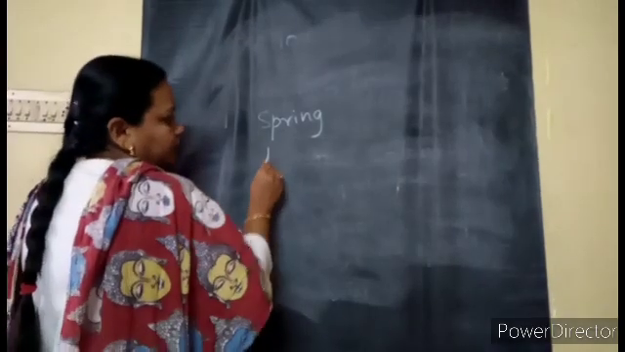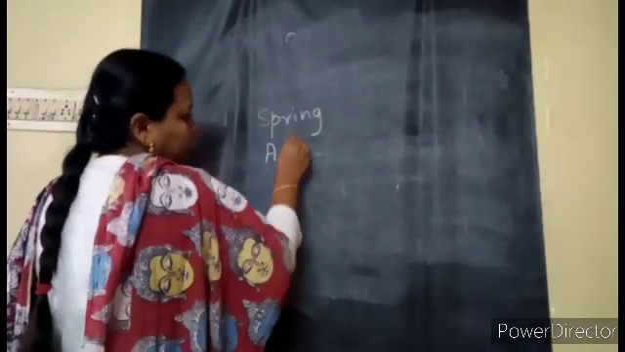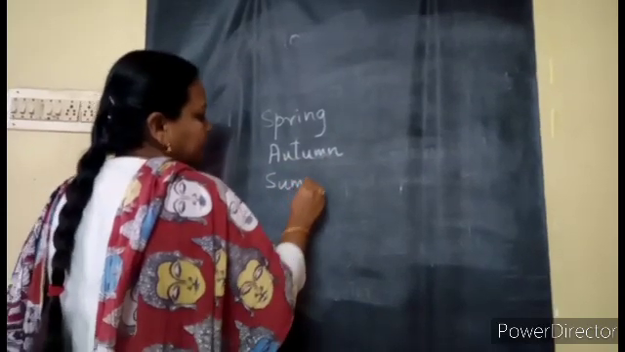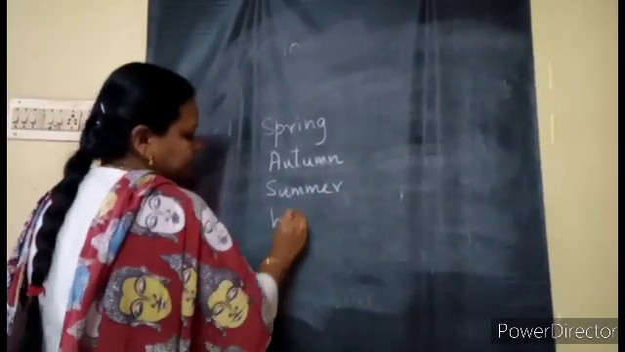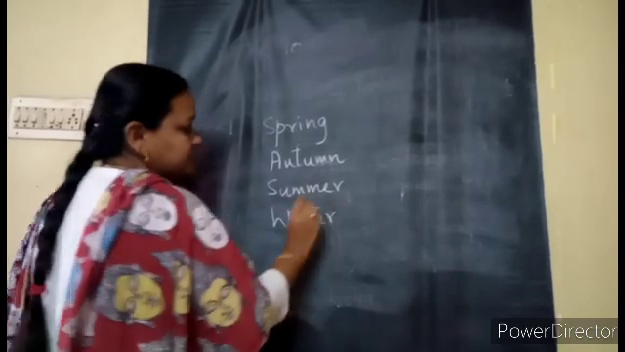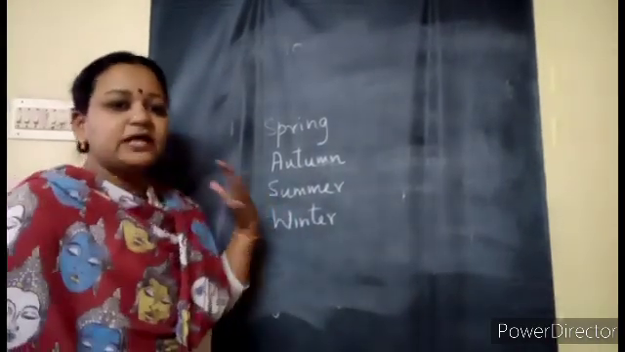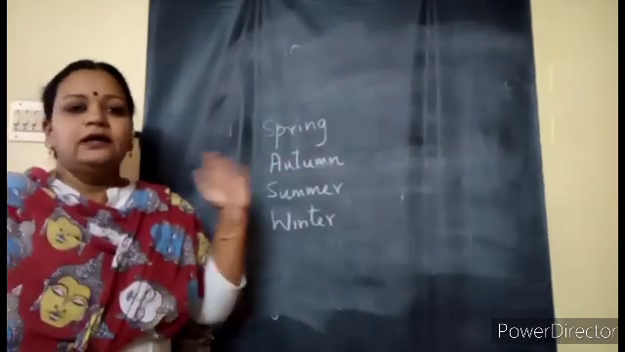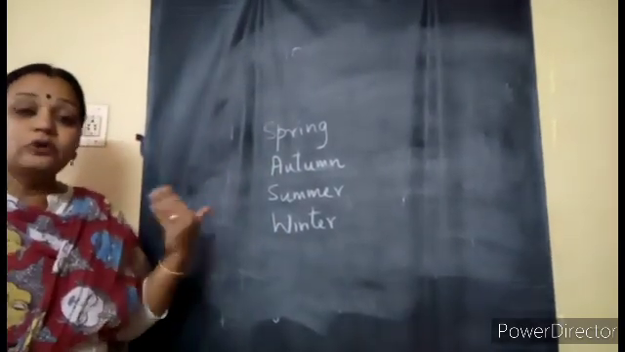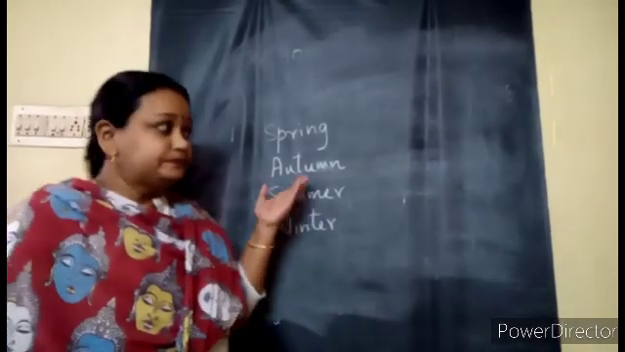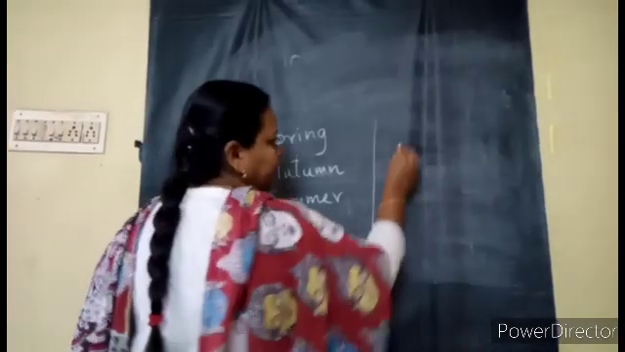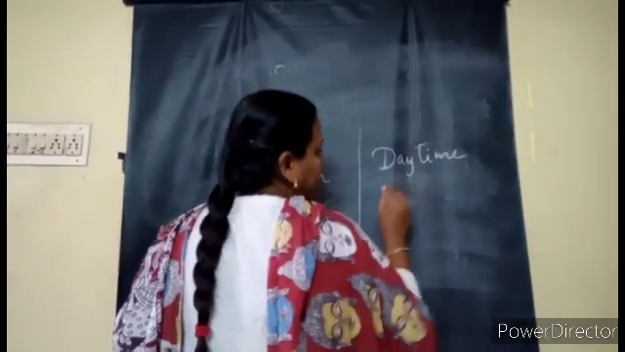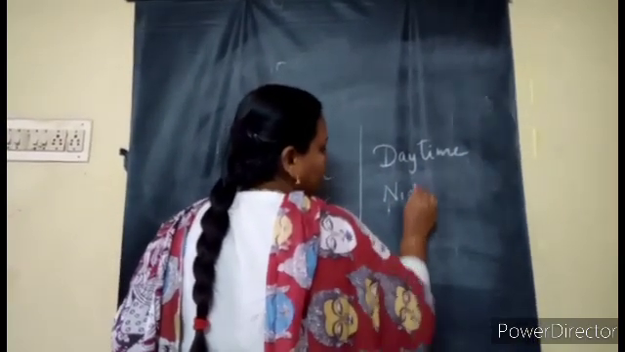Some are seen in the autumn season. Some are seen in the summer season. Some are seen in the winter season. So some flowers we cannot see in the other seasons. Some we can see only in a particular season. That's what we are going to have a close look at now. And also their daytime and nighttime. Some of them bloom in the daytime. Some of them bloom in the nighttime. Their blooming time also differs.